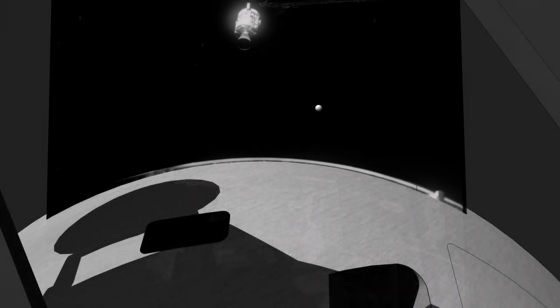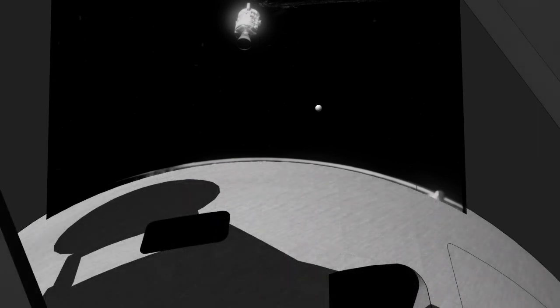Bingo! And as you can see, the shadow cast by the landing radar atop the lunar module in the CAD model falls exactly where it is in the photo from the Apollo 13 mission.